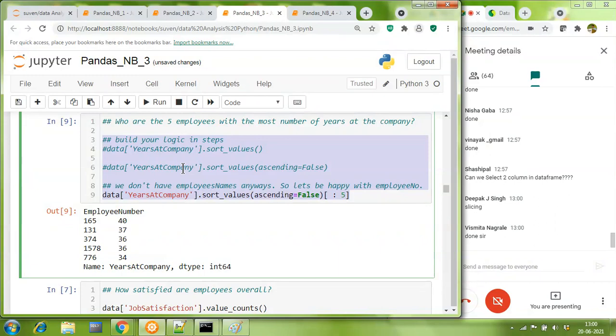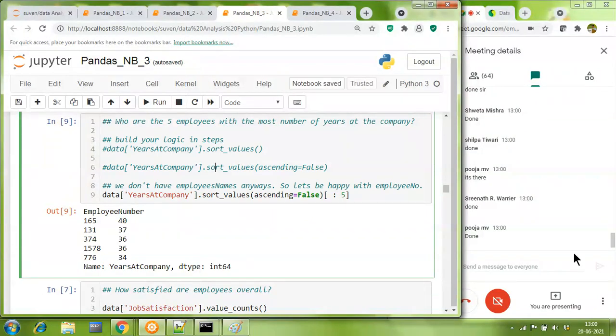Sashipal, the answer to your question is yes. You can select n number of columns from a data frame. Why only 2? You can have multiple columns selected. Just specify the column names in a list. Okay. So code is there, friends. Please take a handful of 2 minutes and execute your code. If it is done, prompt me done on the chat.